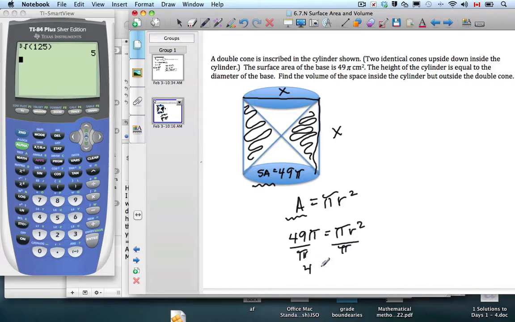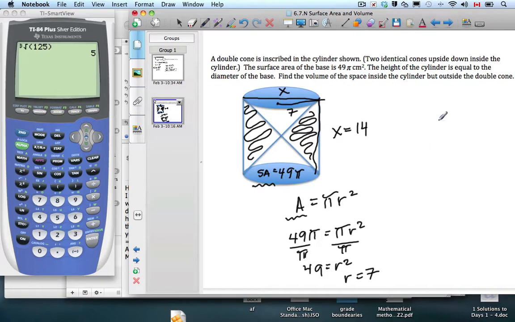49 is r squared, and we already know our perfect squares. R can't be negative, so we get positive 7. Okay, so there's our radius. Does that help us with other things? It does, because now I know that x is going to be twice the radius, which is 14. The diameter is 14. All right, well, that's good.